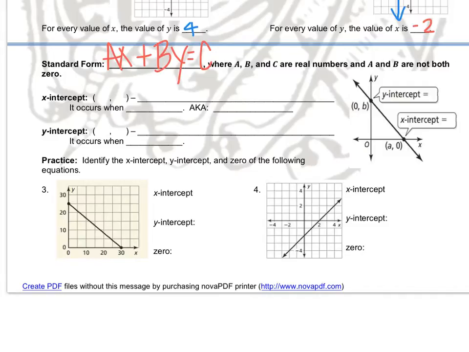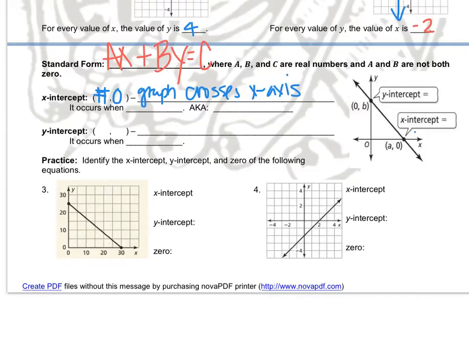So, some vocabulary. The x-intercept is the ordered pair (some number, 0). It is where the graph crosses the x-axis.